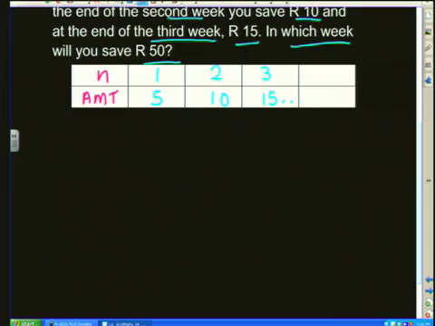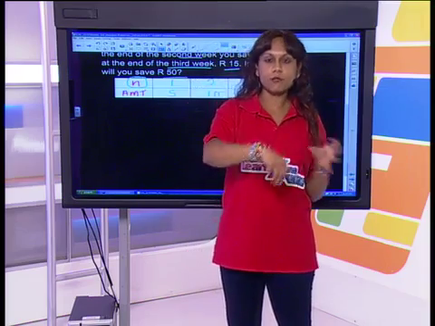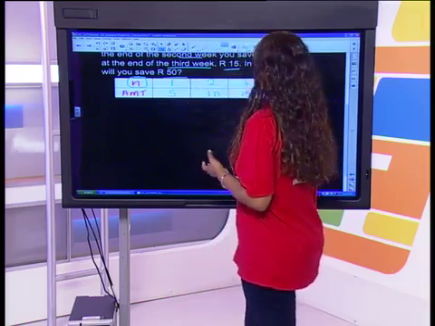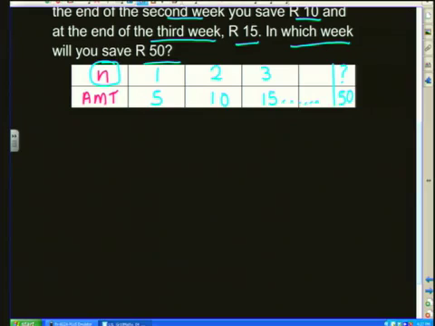So they're telling you this is going to go on and on and on. At some point, you're going to get to 50 Rand, and they want to know, when is that going to happen? So what are they looking for? They're looking for the position. They're looking for the week in which you are going to get this 50 Rand that you're going to take and put into your piggy bank. So which week are you going to get to 50 Rand? In other words, they're looking for n.